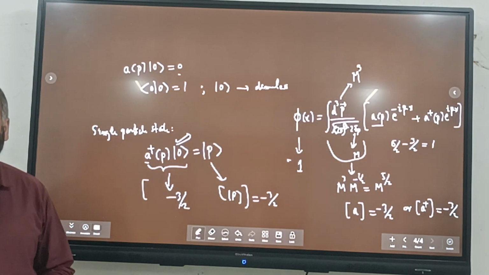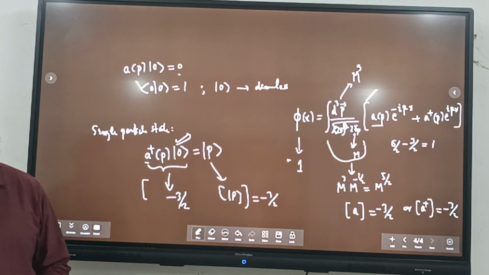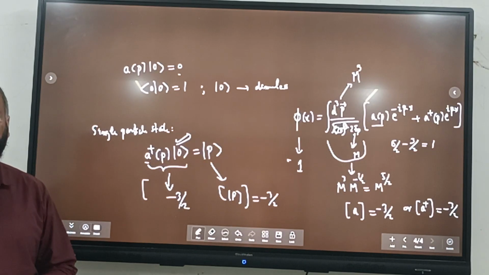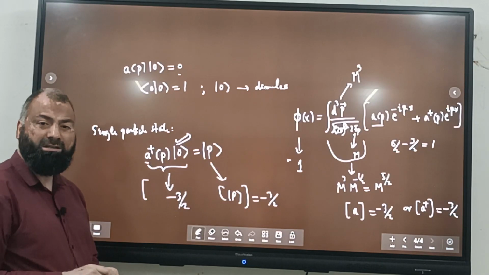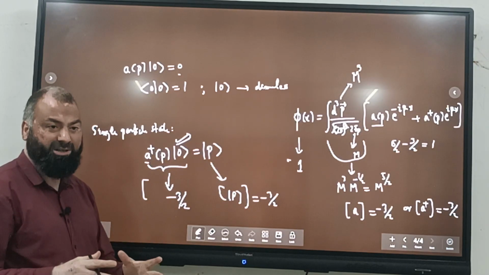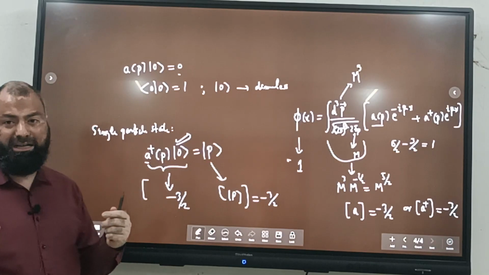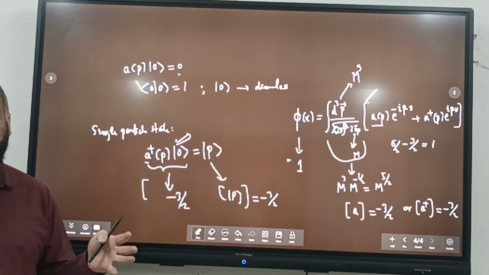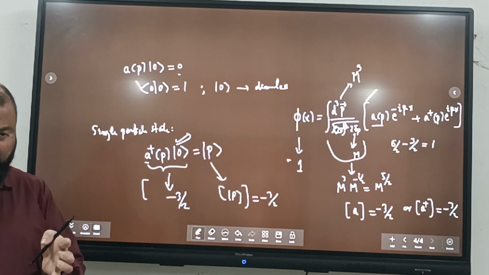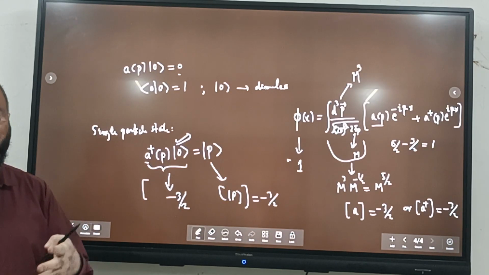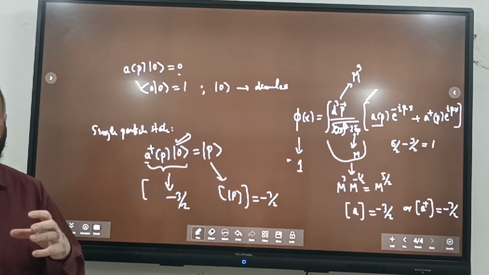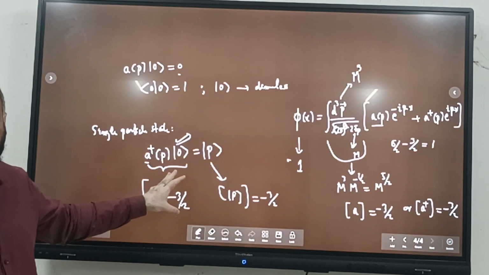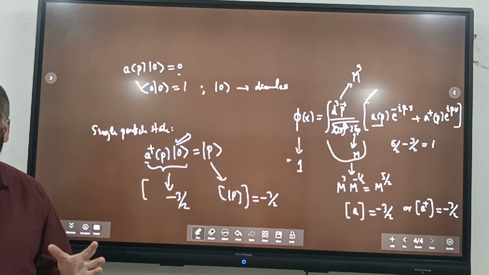To avoid this, I need to fix it up. I need to make it dimensionless. For that matter, I will use the concept of box normalization. Since this is a plane wave state, it stretches from minus infinity to plus infinity. So I will restrict it to a box and normalize it within the box, and make it a dimensionless quantity. Clear? Everybody got it?